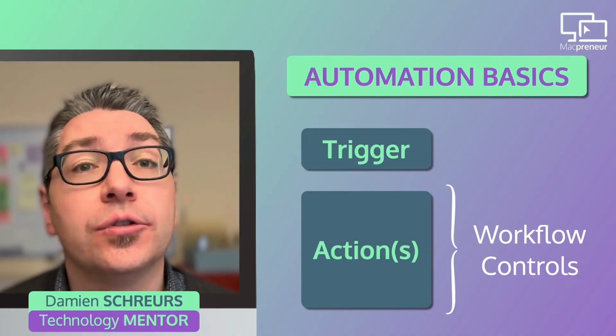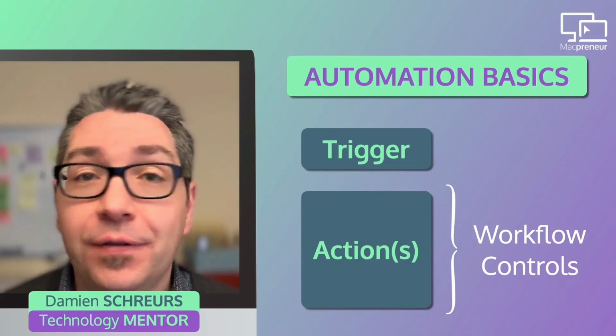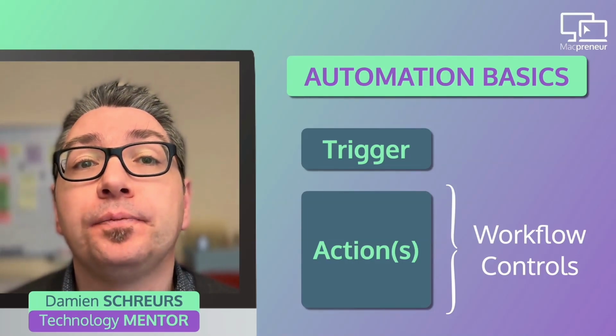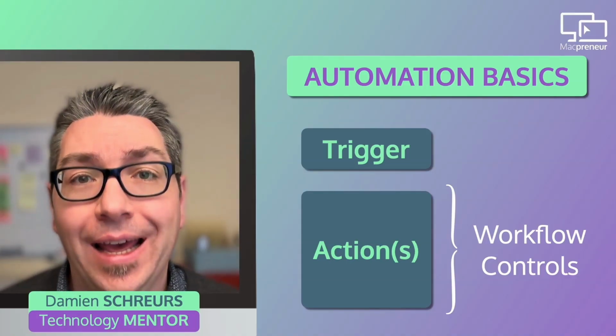So for instance, it would be doing the same task, renaming 50 files at once. The third type of workflow control are error handling.